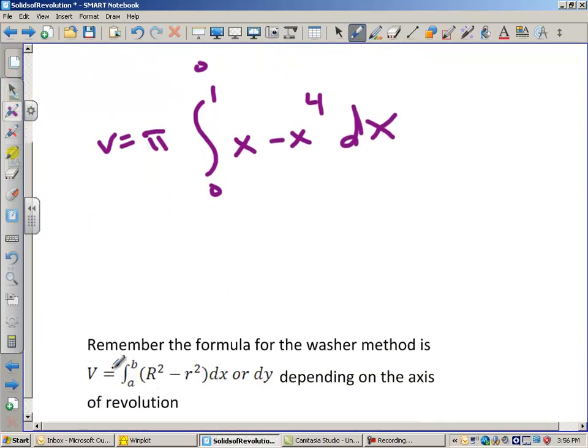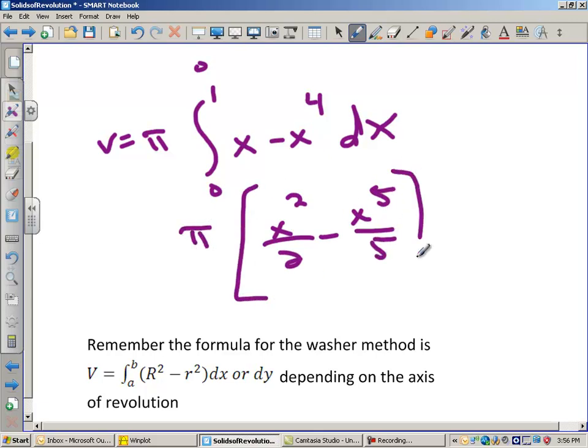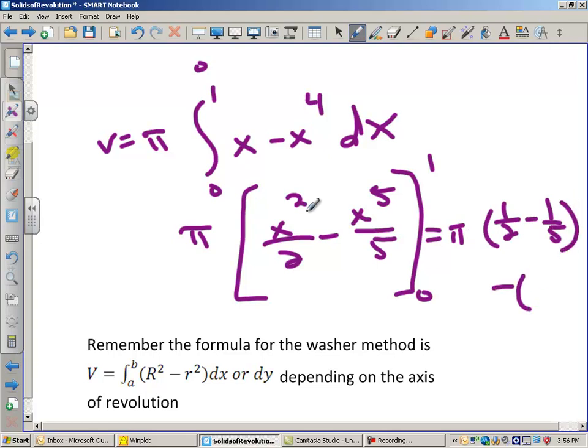There's our formula there. This is going to be x squared over 2 minus x to the 5th over 5. Don't forget we have a pi in front of all of this, and we're going from 0 to 1. So this is pi times 1/2 minus 1/5, and then minus, if we plug in the 0, we just get 0, so I don't really need that. And so I'm going to get (5 minus 2)/10 pi, which is 3/10 pi. That is the answer to that.